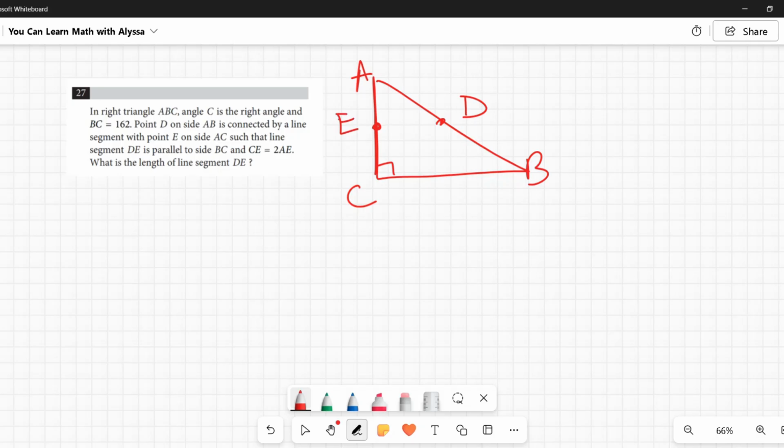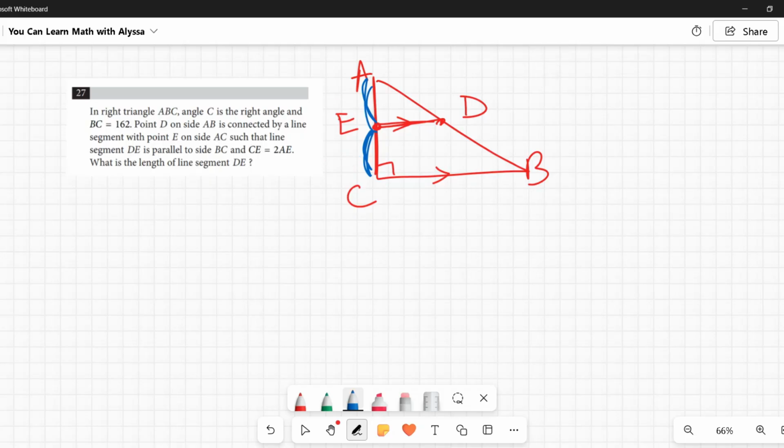They're connected such that segment DE is parallel to side BC. Okay, I've drawn this now, and now I've drawn this correctly. And it says line CE is equal to 2 times AE. Well, I say correctly. I have my points in the right place, but it is not drawn to scale, since it says that this is supposed to be twice as big as that.